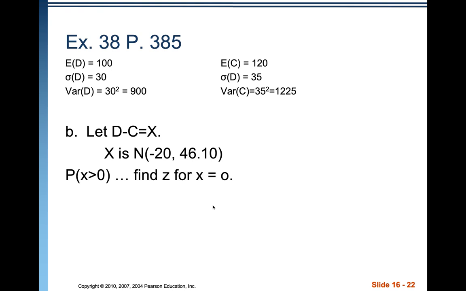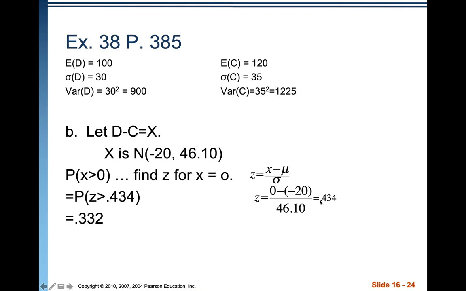So just for practice finding Z's, let's find Z, the standardized score for X. And so that's going to be X minus mu over sigma. So 0 minus -20 over 46.10. And so that's 0.434. And we're going to do the probability that Z is greater than 0.434, and we get 0.332. So how did we do that? We did normal CDF, and we did the area to the right of 0.434, which is 0.332.